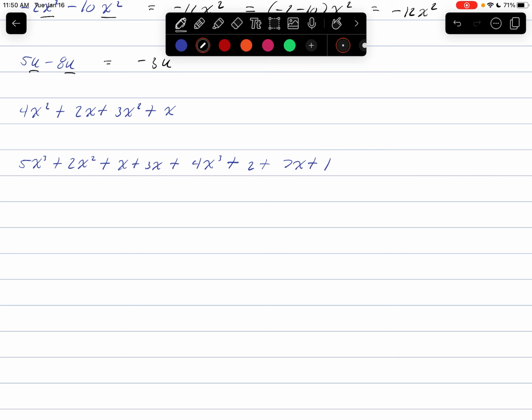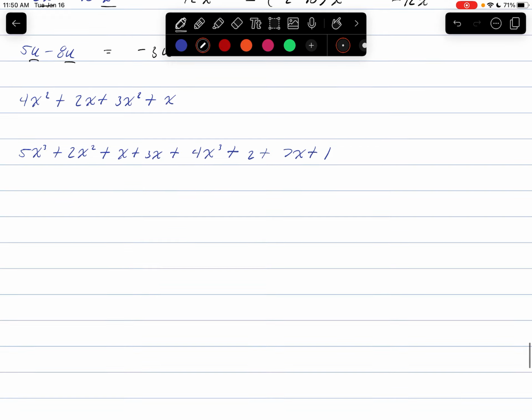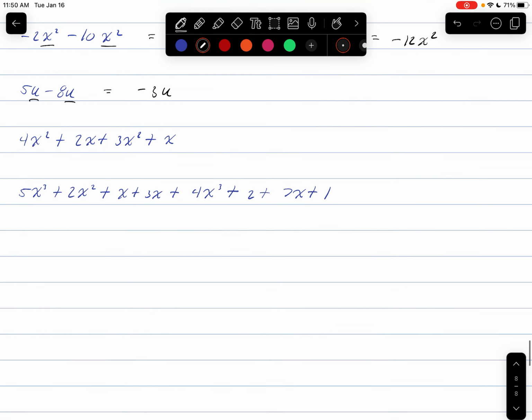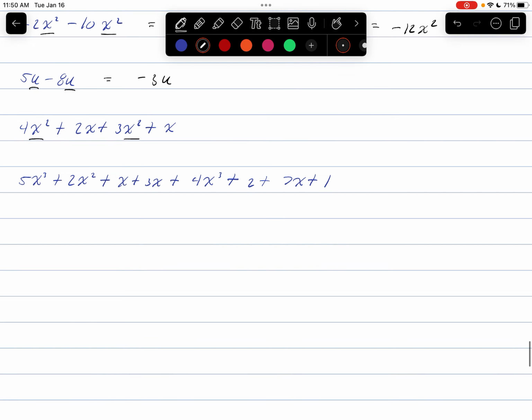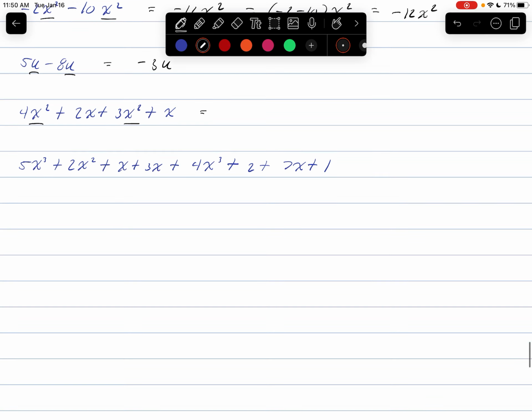Okay, so here we see 4x squared. So we're going to look at all the other terms and see if we can find any other x squareds. So we have an x squared here and an x squared here. So we're actually able to go ahead and combine those two terms into one. So if we have 4x squared plus 3x squared, that's going to give us 7x squared. Okay, and then we have plus 2x plus x.